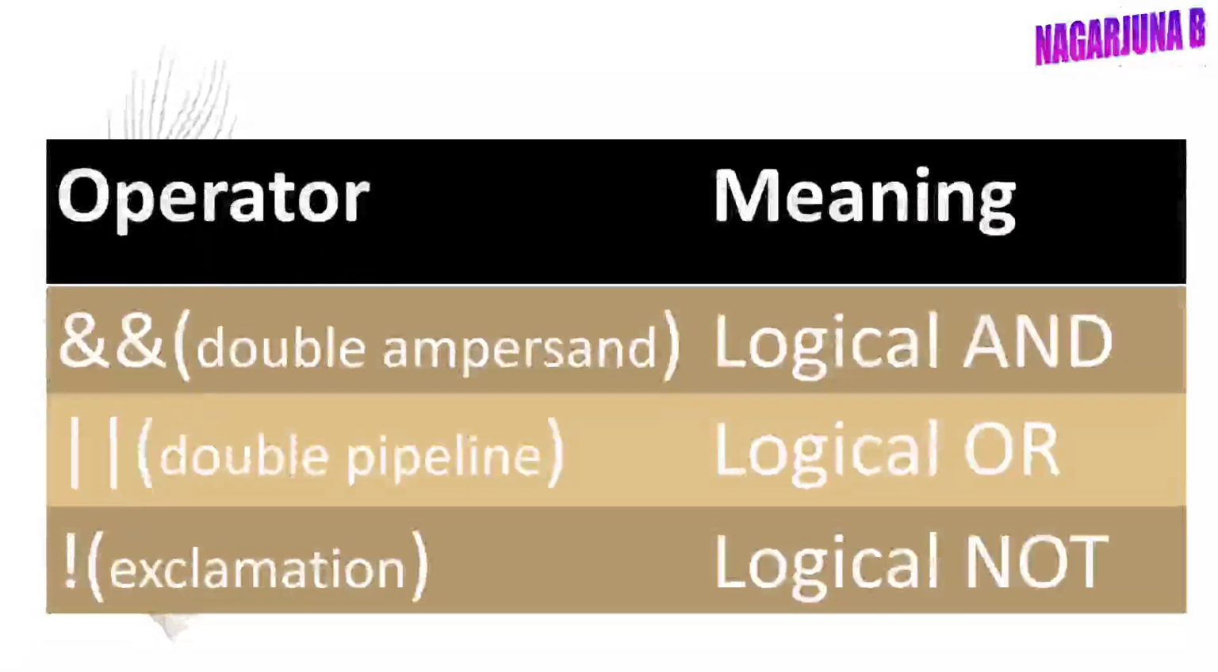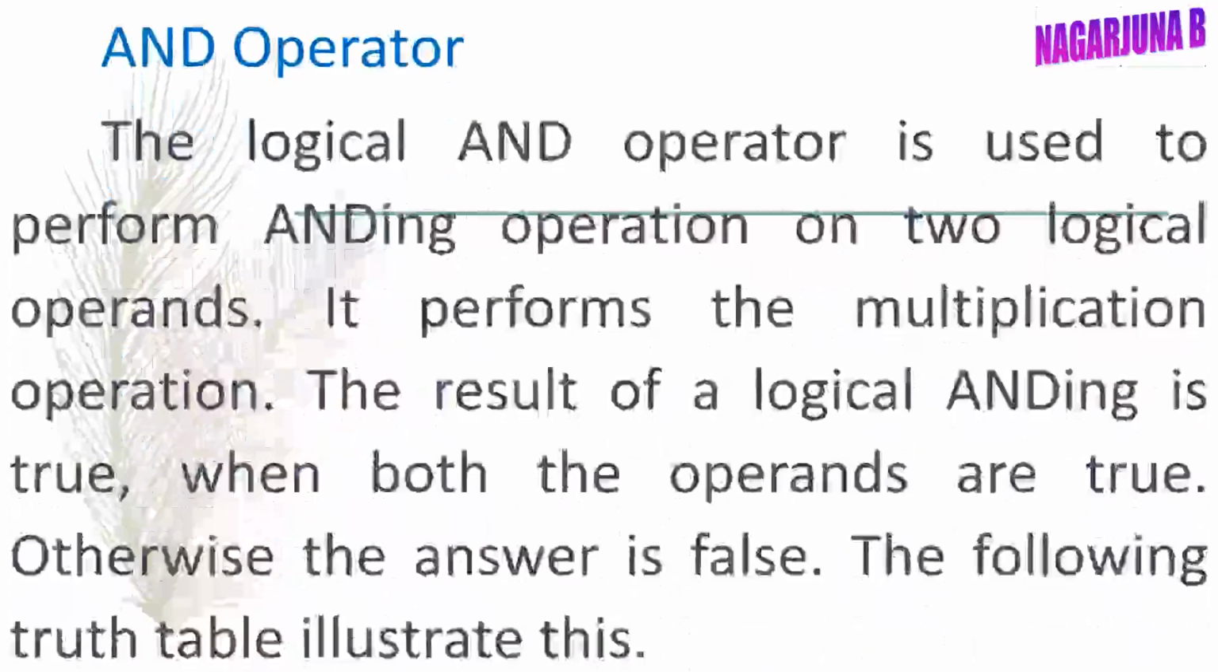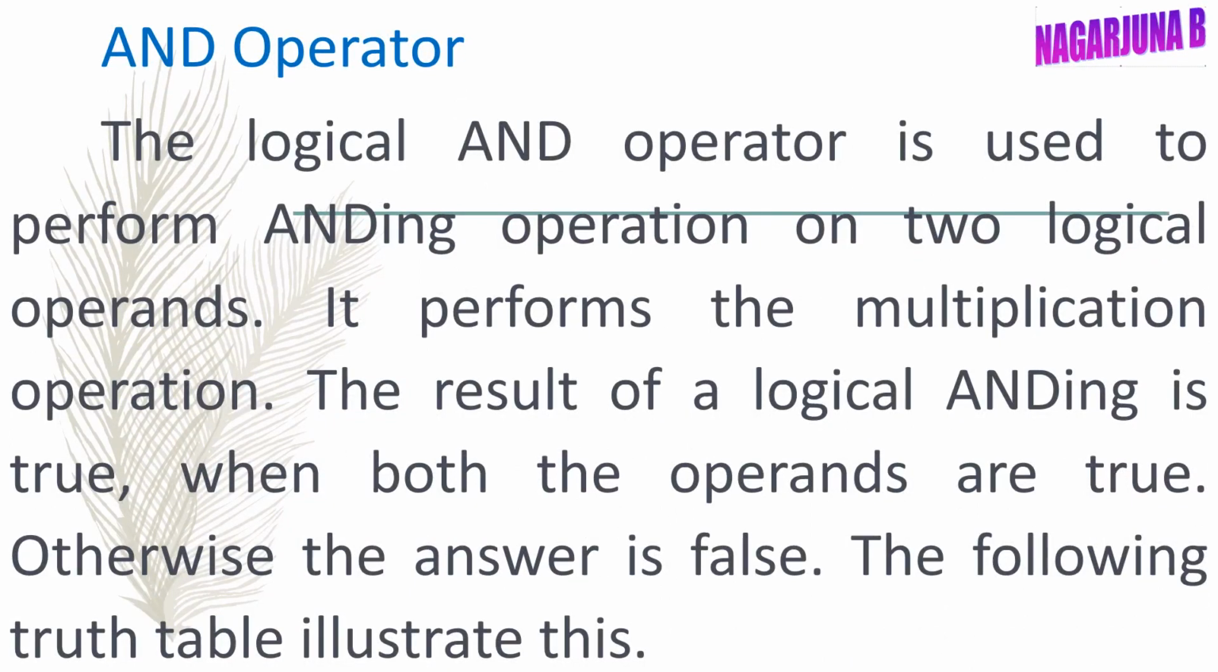This particular table shows the operators used for AND, OR and NOT representation. The first one, logical AND, is represented by a double ampersand symbol. Logical OR is represented by a double pipe. Logical NOT is represented by an exclamation mark. AND operator. The logical AND operator is used to perform the ANDing operation on two logical operands. It performs the multiplication operation. The result of the logical ANDing is true when both the operands are true, otherwise the answer is false. The following truth table illustrates this.